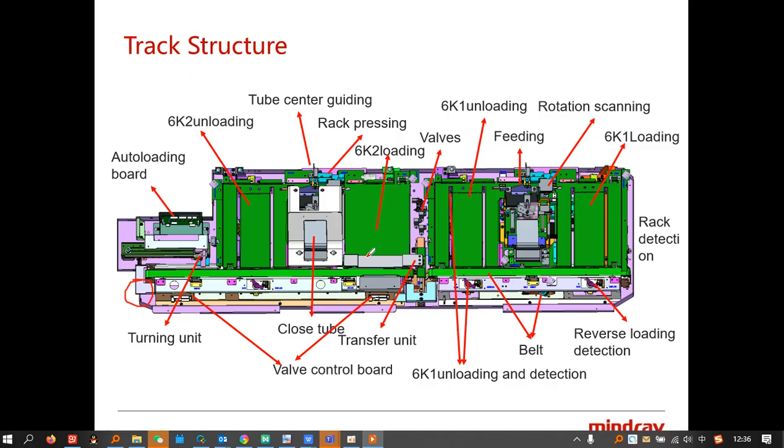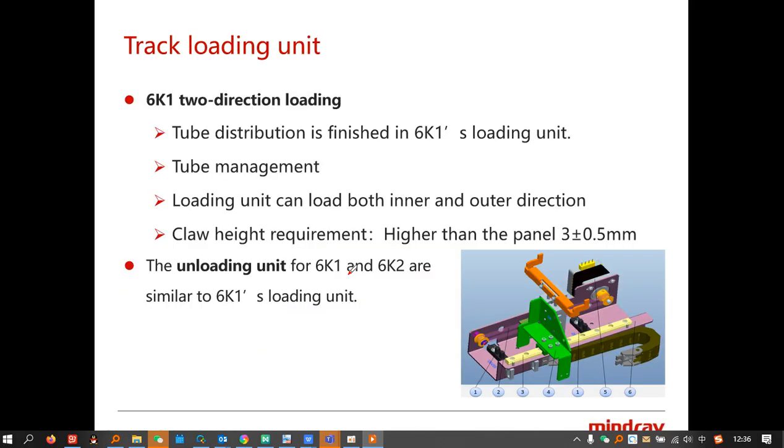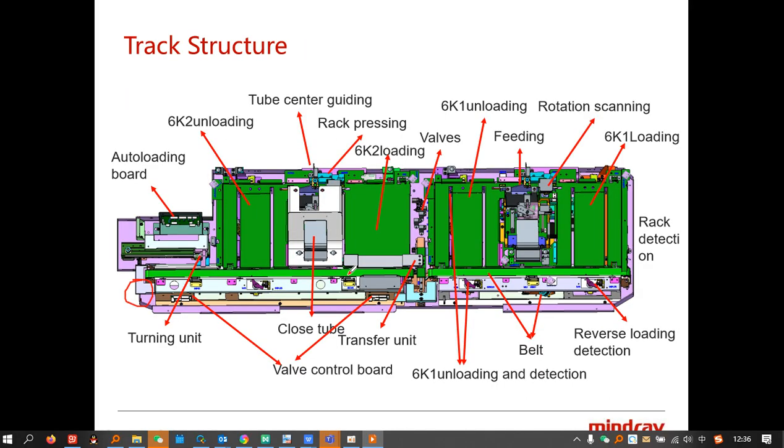Sorry. Please, can you show us on this picture where is the start position for the racks? Which position? Should we place the rack on the belt or directly on the loading platform of the first module? You want to directly put the racks on the belt? No. So where is the start position?